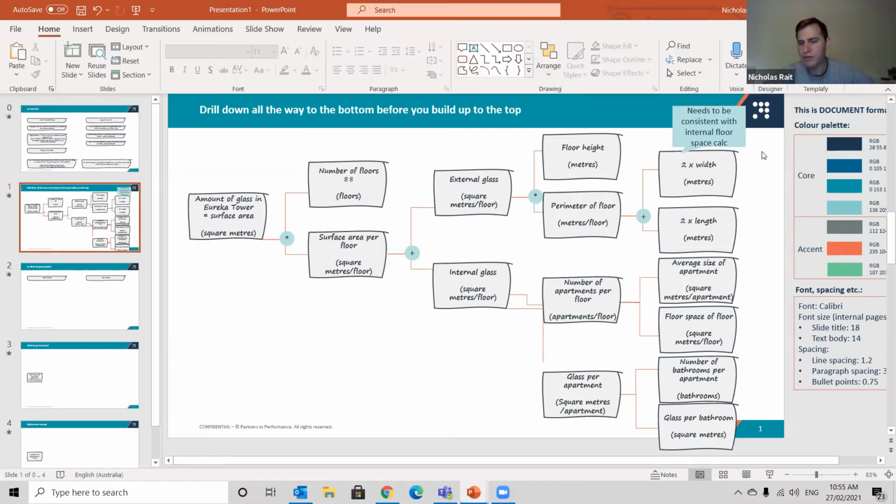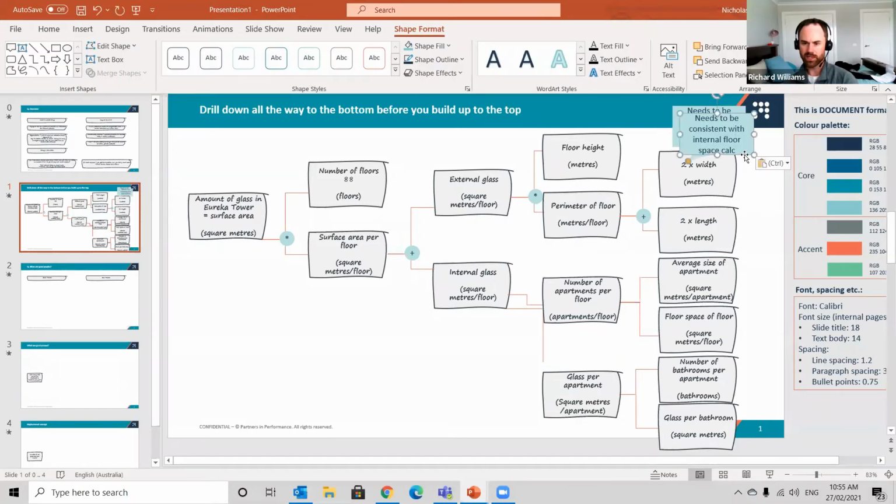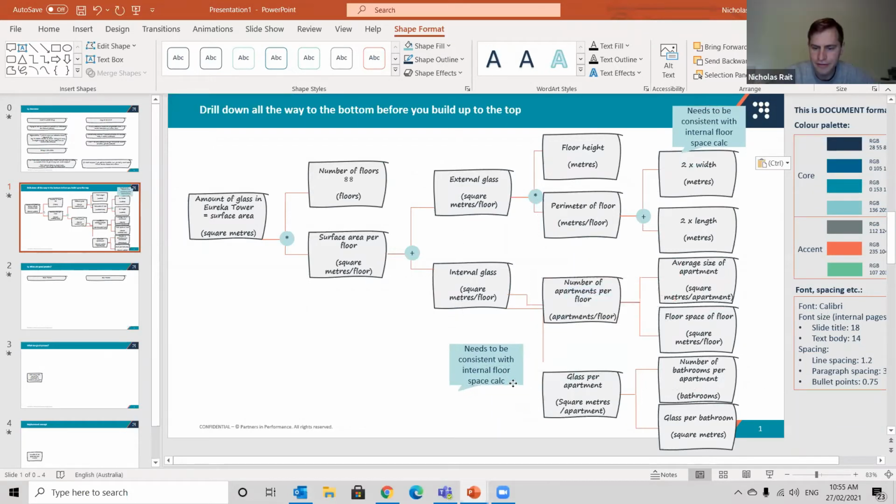All right, so got that there. Is there anywhere else where you would be making assumptions and you need to make sure that you've got consistency of assumptions? Would it be number of bathrooms, if you're calculating it based on 1-bedroom apartments? Then you're obviously not going to have 3 bathrooms. Yes, yeah. It needs to be consistent with size of apartment assumption.